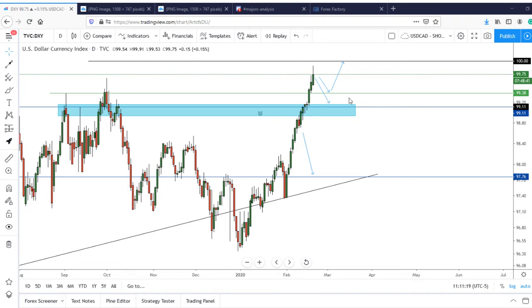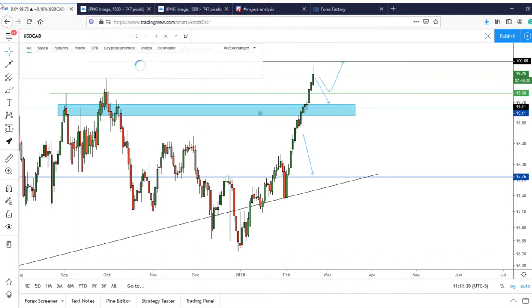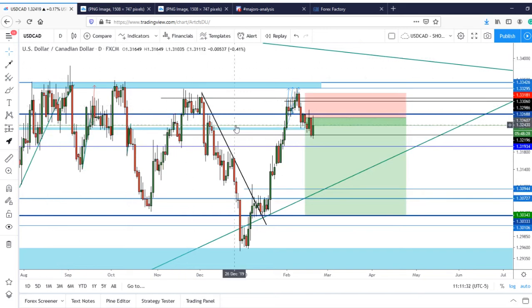That mini rally in USDCAD stopped you out at 1.32607. That was from Edward. Let's take a look. I don't think it will reach that high.